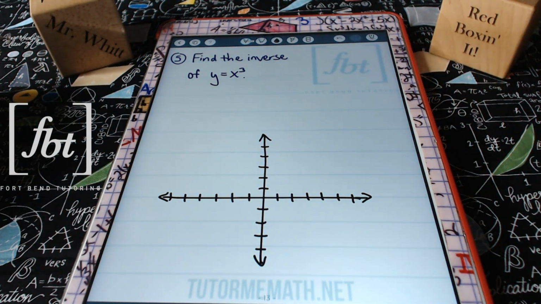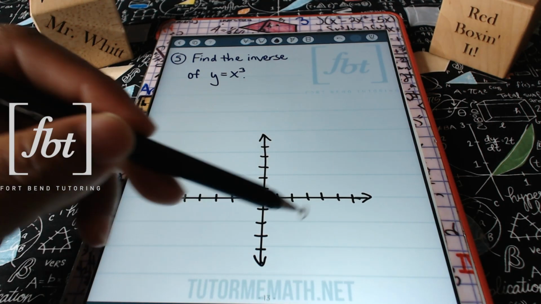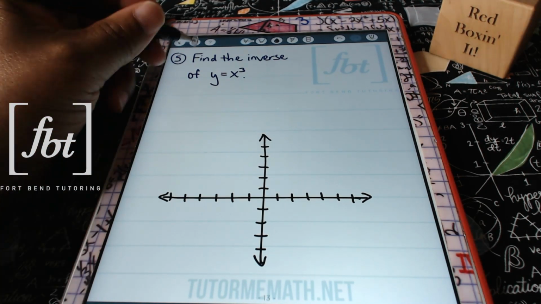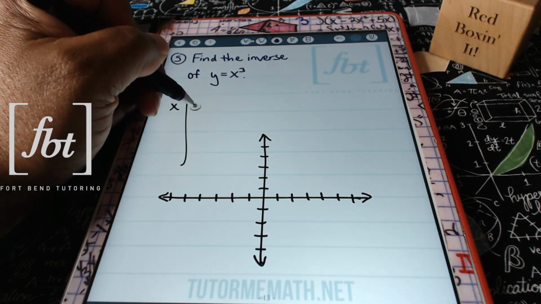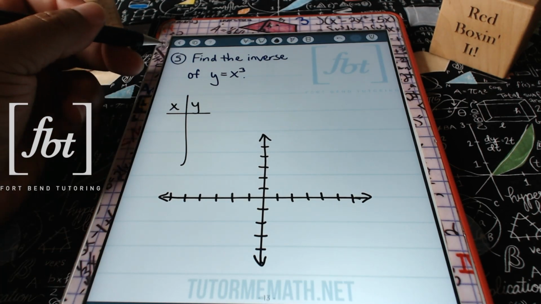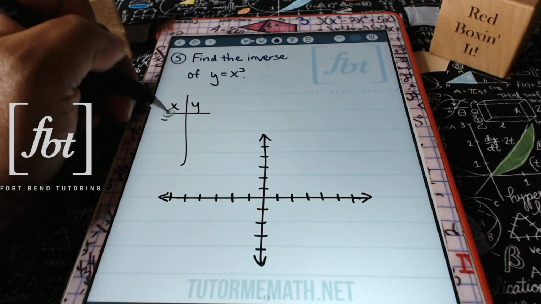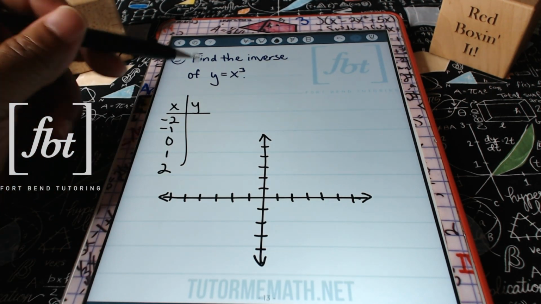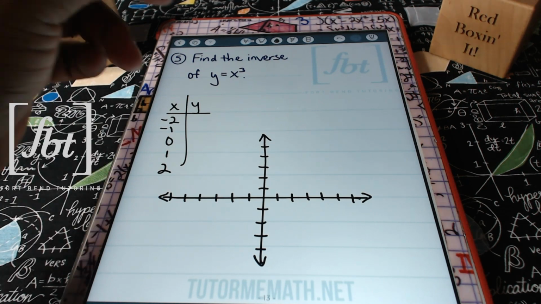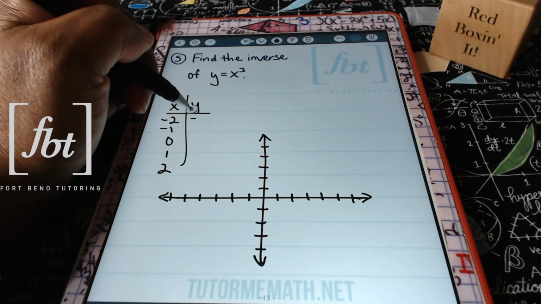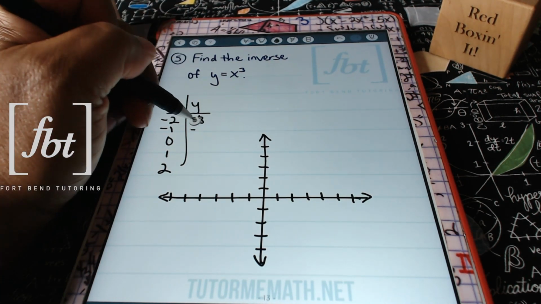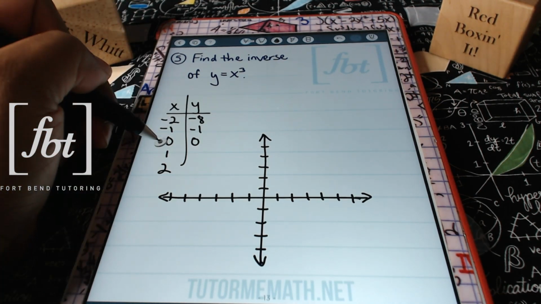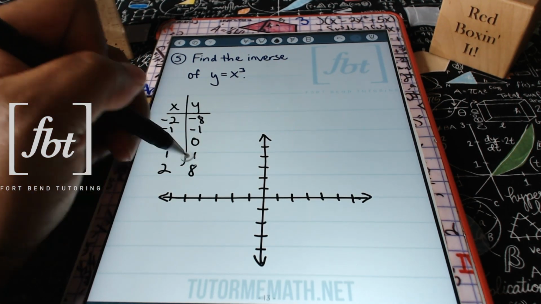In problem number 5, they want us to find the inverse of y equals x cubed. Well, it looks like they want us to express this on a graph. Well, that's not a problem. Let's go ahead and make ourselves an XY chart. With this XY chart, we're going to choose values like -2, -1, 0, 1, and 2. Plugging these values into the original equation, -2 cubed gives you a result of -8. -1 cubed is -1. Plugging in 0, you get 0. Plugging in 1, you get 1. And plugging in 2, you get 8.